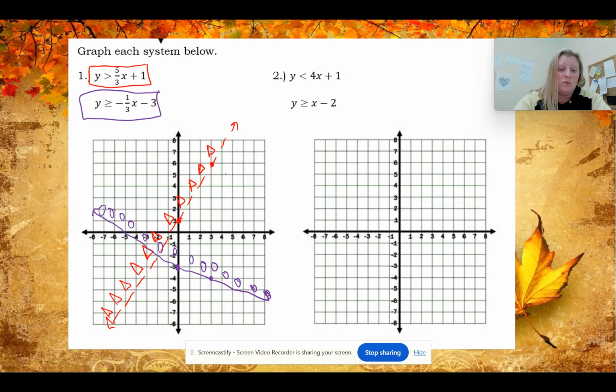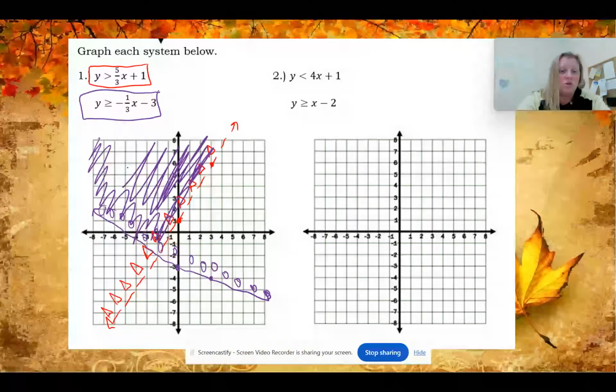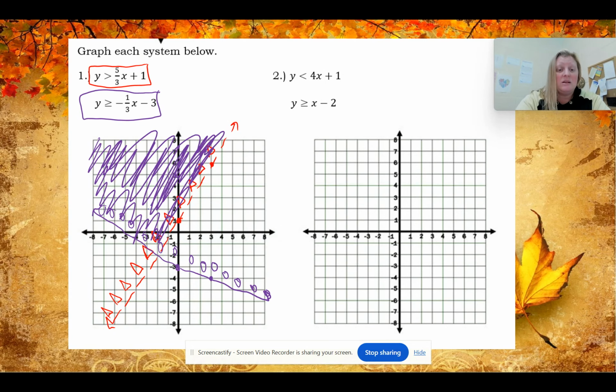So you're going to look for the section of the picture that has both shapes in it, and it's going to be this guy right up here. So that is where all your solutions will lie. And what that means is if you're inside this shaded region, you are making both inequalities happy. And that's our goal. We want to make everybody happy. So that's why it has to have both shapes.